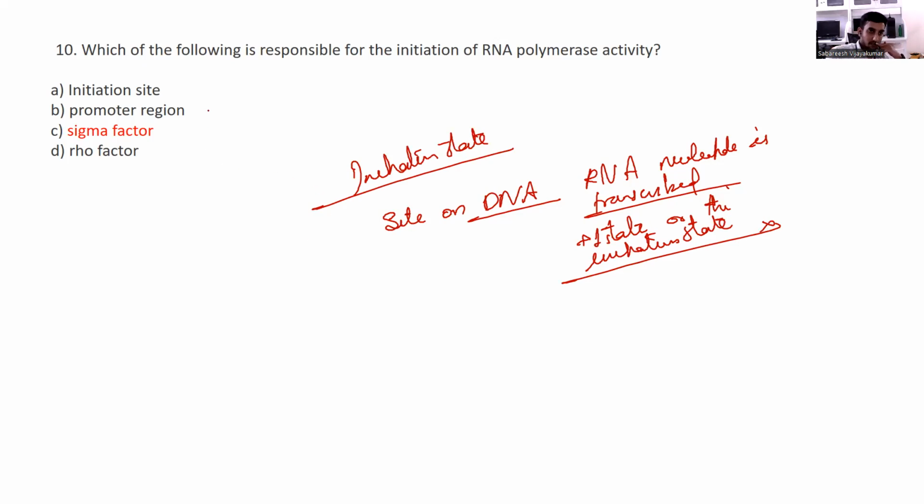So there is a promoter region, there is an initiation site, and which of the following is responsible? The options possible are rho factor or sigma factor, but the correct option for this is the sigma factor. So option C, sigma factor, is the correct option.